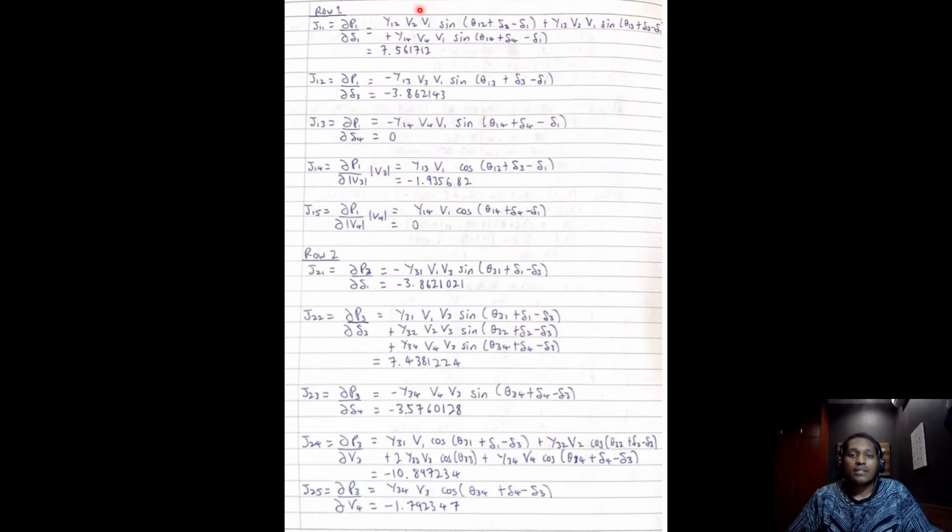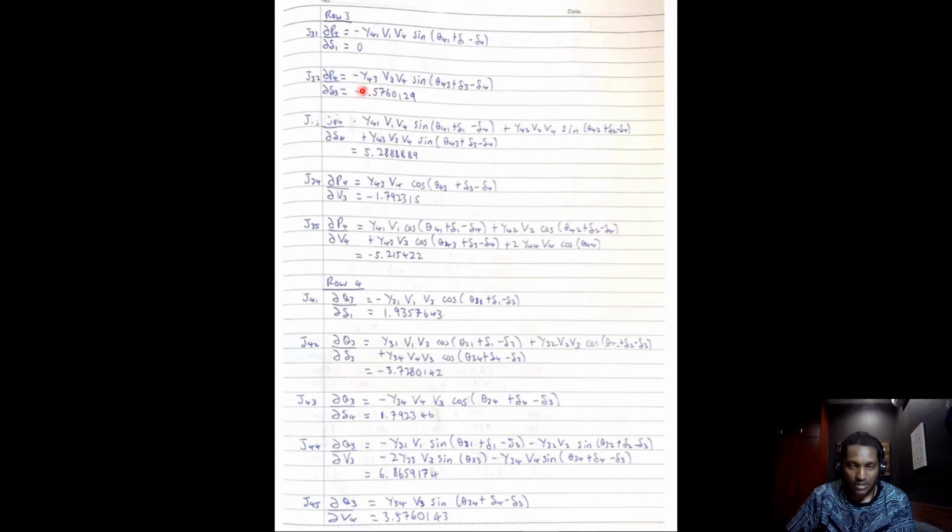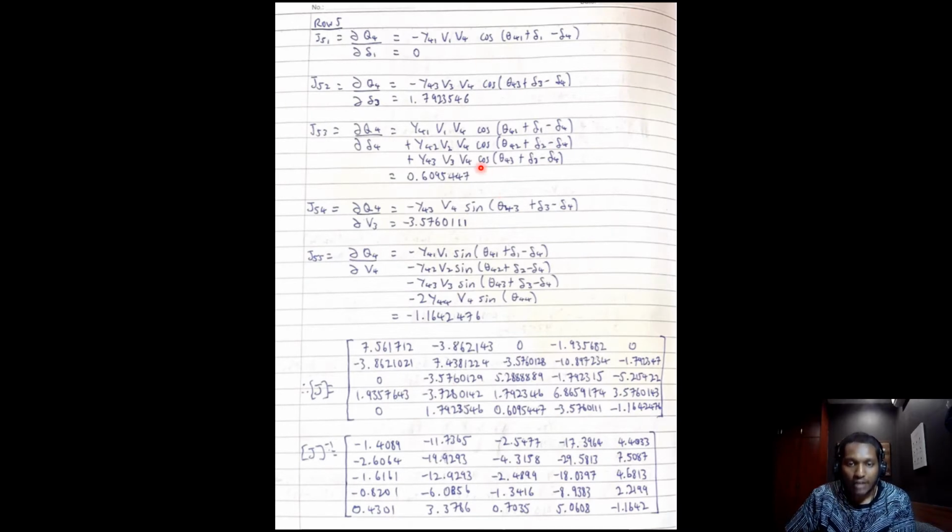So the Jacobian matrix for the first row, these are the equations that we are developing, and after including all the flat start values, you'll be getting these answers, and same goes to the other rows as well. So these are row 3 and row 4, row 5, and at the end of the Jacobian matrix, you will use all the answers that we got for all the rows and put it inside a matrix form and use that, and then we invert the matrix.